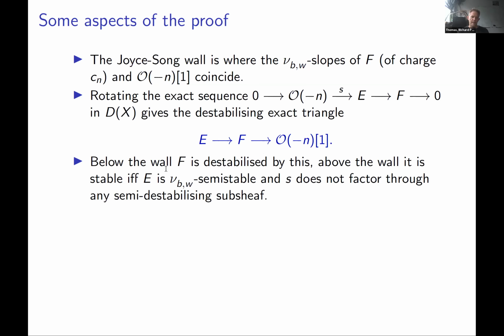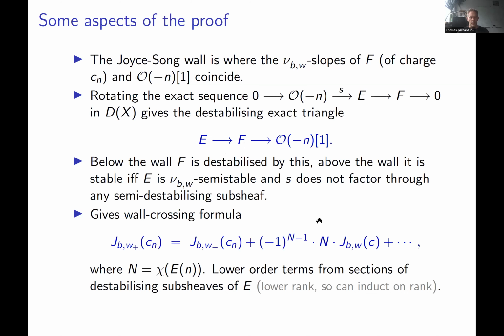Roughly, what it turns out is the precise statement: F is stable if and only if E, made from this morphism here by taking cocone, is semi-stable, and the section, so the connecting homomorphism of this triangle, so that's this guy here, doesn't factor through any semi-destabilizing subsheaf. You can ignore that. Okay, but the point is the wall crossing, as we go across the red wall, does the following.